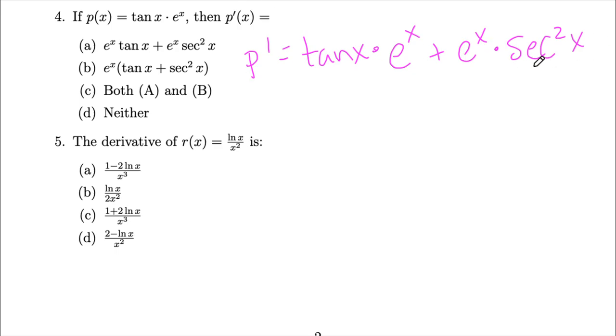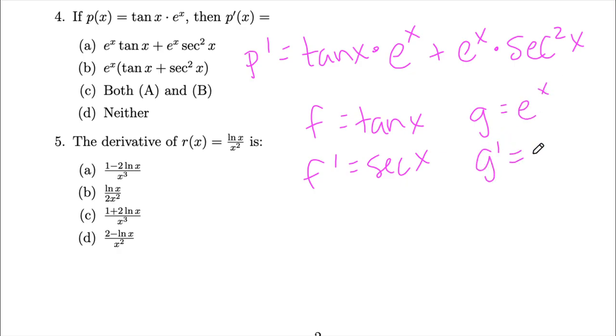If this is slightly challenging for you, you can do this more step by step. I kind of just did this in my head and combined steps. What that would look like is I would write f equals tangent of x, f prime equals secant squared of x, g equals e to the x, g prime equals e to the x. And then you would just plug it into the formula. So whatever way works for you. Either way, we would end up getting p prime here up at the top.